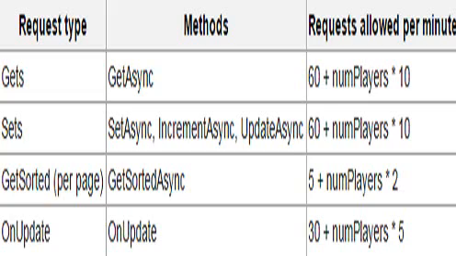So let's say we have a data store we want to regularly call GetAsync in a game with 2 players. Looking at the chart, we see that we can make 80 requests per minute. You get this from the 60 plus 2 times 10.